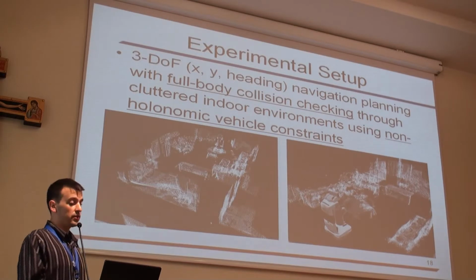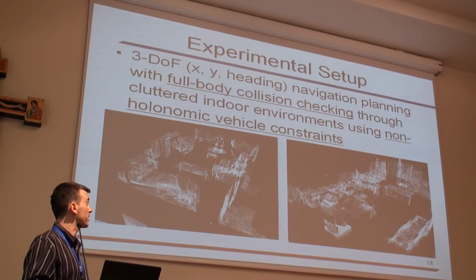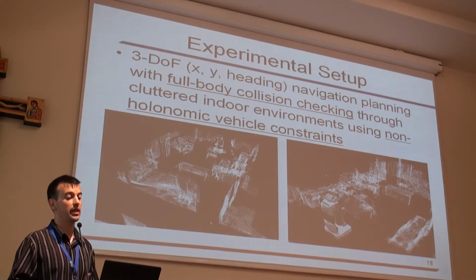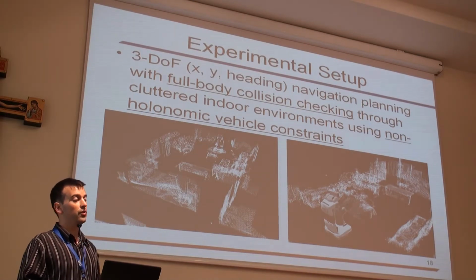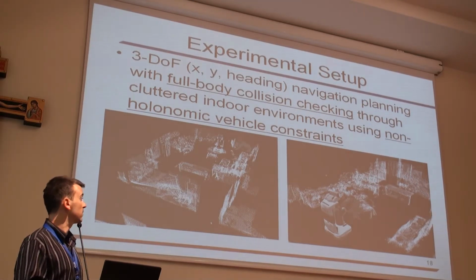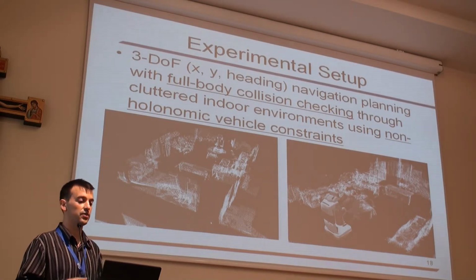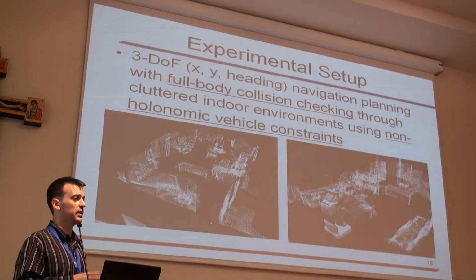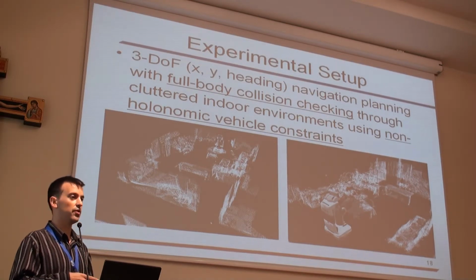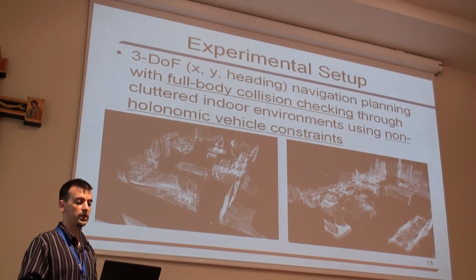So for our experimental setup, we chose 3 degree of freedom XY heading navigation for the PR2 robot, performing full body collision checking through cluttered indoor environments. And we used non-holonomic vehicle constraints, which is to say, even though our robot is capable of turning in place, we enforce minimal turning radius constraints. So it's more like a car-like robot. This makes the search problem a lot tougher, as it needs to figure out complicated maneuvers in a way to kind of squeeze in between narrow tunnels and things like that.